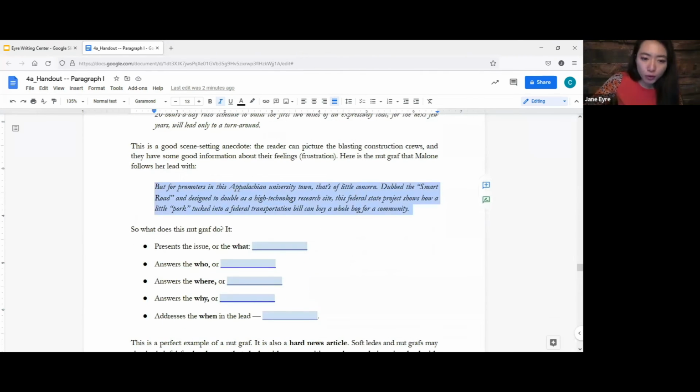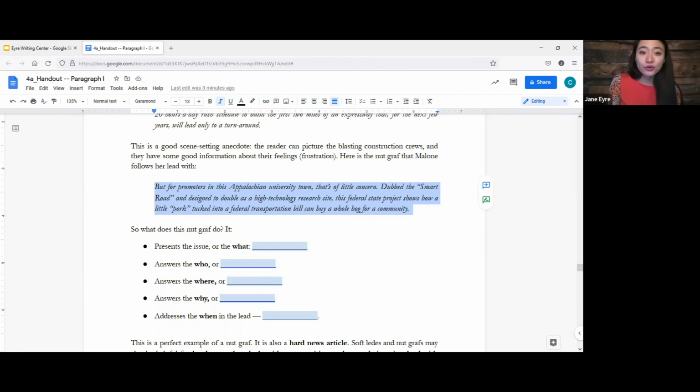But for promoters in this Appalachian university town, that's of little concern. Dubbed the Smart Road and designed to double as a high technology research site, this federal state project shows how a little pork tucked into a federal transportation bill can buy a whole hog for a community.